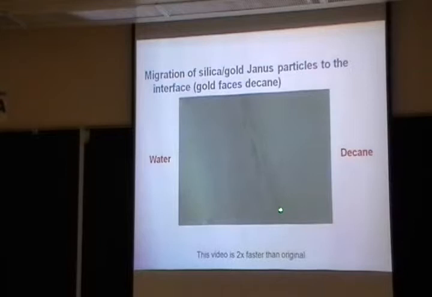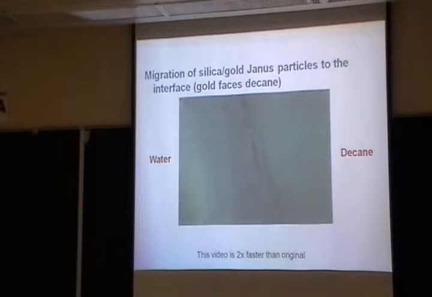Yes, diffusion. This is pure diffusion so far. Right, so it's not self-propelled. This is just pure diffusion. So this is just to show that you can get particles to congregate at the oil-water interface. That's easy. It's ancient stuff. Question is, how do you move these guys?